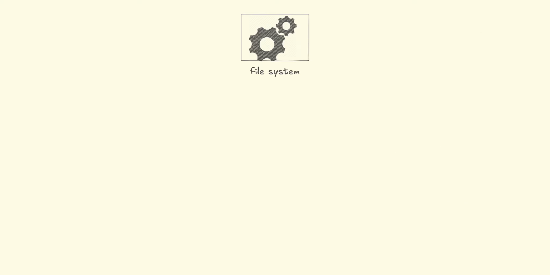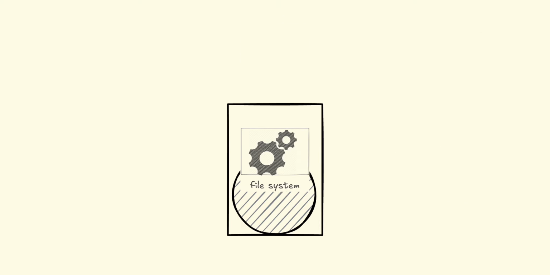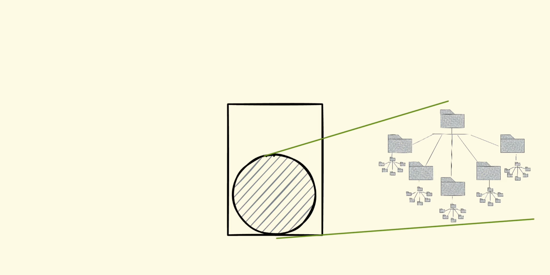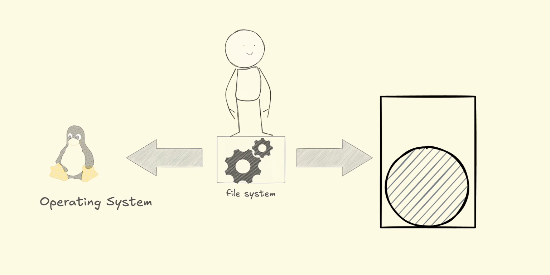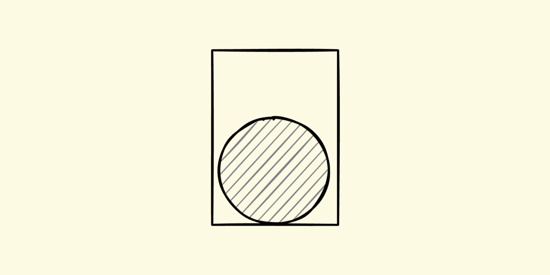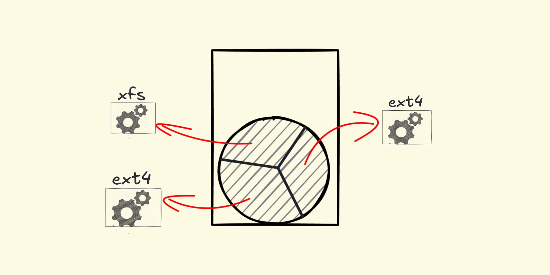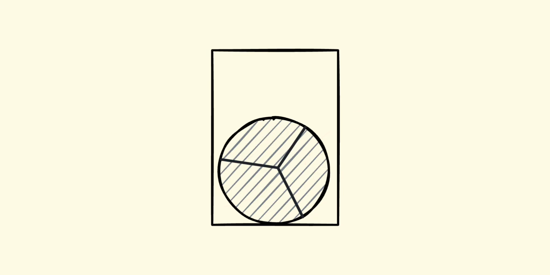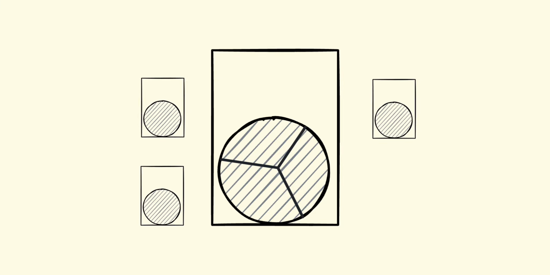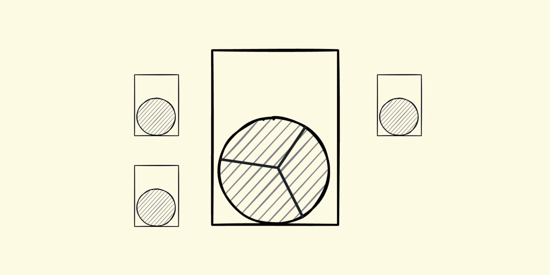A file system is a kind of software that resides on the storage device, transforming it into a hierarchical data structure. It acts as a bridge between the operating system and the storage device. In practice, you create multiple partitions on a storage device and format each partition with a file system of your choice. Each partition then acts as its own independent storage device.